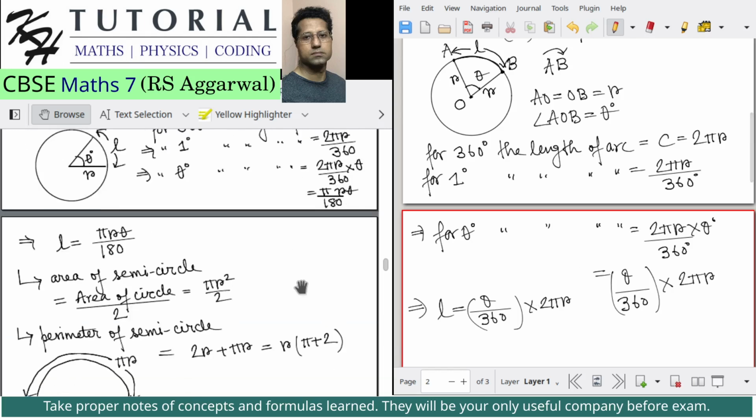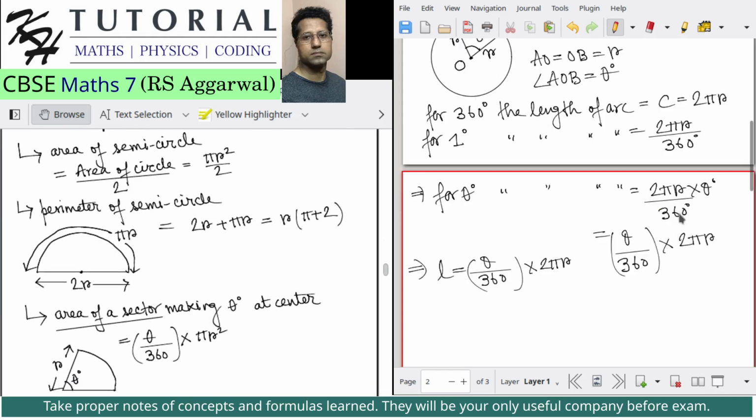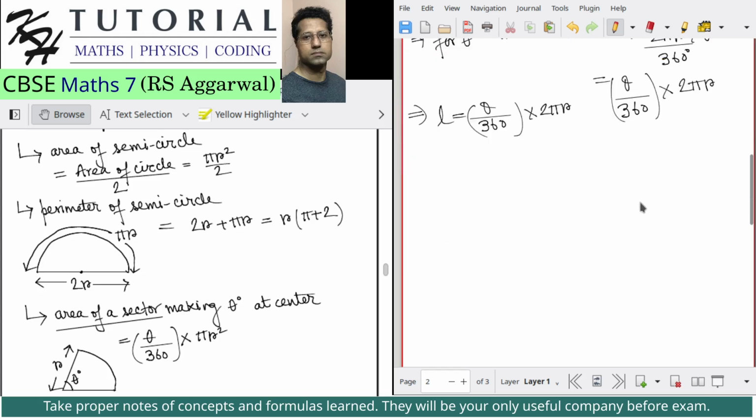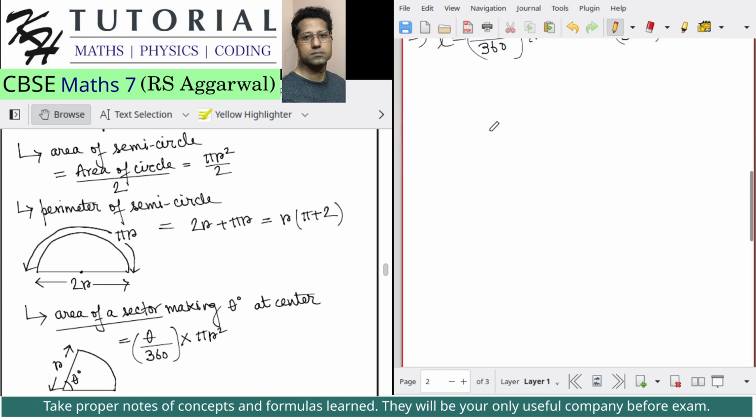Okay, let's see the next concept. Now, what is the area of a semicircle? Area and perimeter of a semicircle. What is a semicircle? A semicircle is nothing but half of a circle. So let's say this is a circle of radius r. Now what will be the semicircle of this circle? It will be something like this. My drawing may not be very accurate, but this is the semicircle.